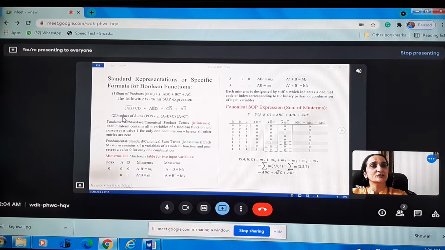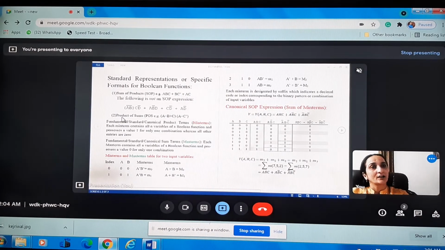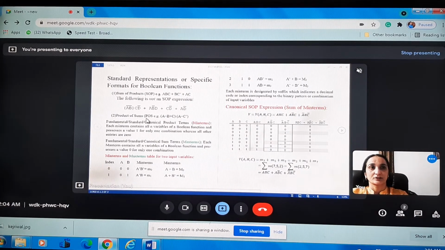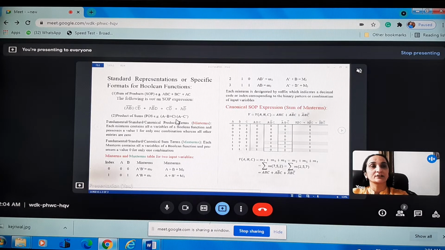The second expression is product of sums, in short notation, POS. Here, the outputs of multiple OR gates are combined with a single AND gate to output the final result.